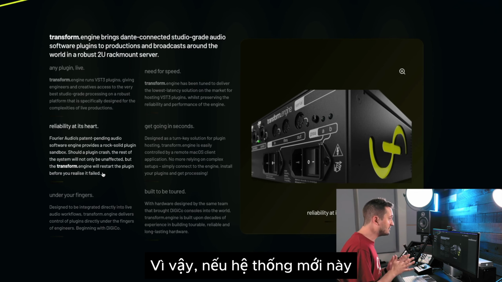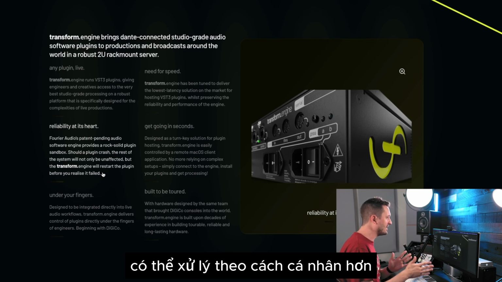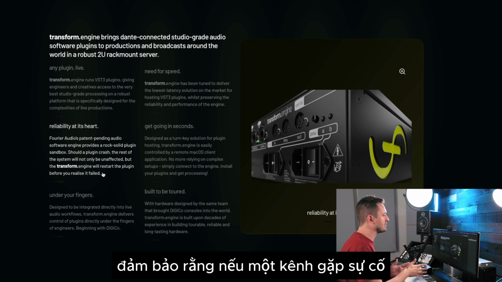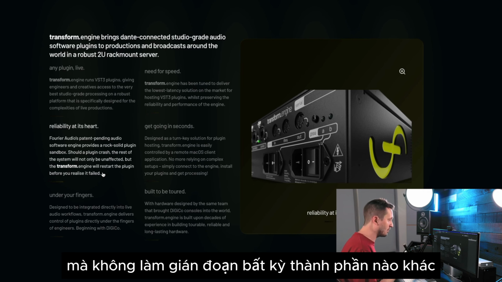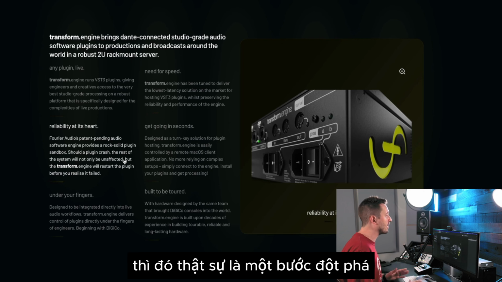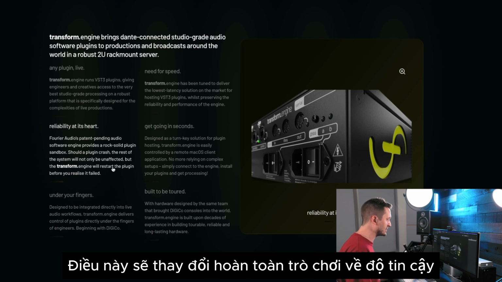So if they can do what this claims to do and have it kind of processed in a more individual way so that if one channel goes down, it's just going to restart that and just not interrupt anything with the rest of the platform, that's incredible. Like, that's right there is a game changer for reliability.